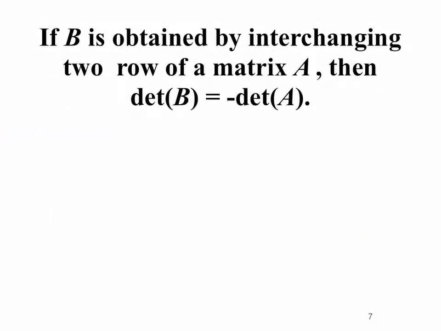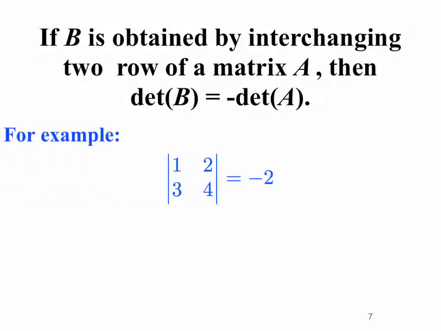Let's look at another example. If B is obtained by interchanging two rows of a matrix A, then the determinant of B is minus the determinant of A. So what this says is that if we interchange rows, the only way the determinant is changed is by a negative sign.